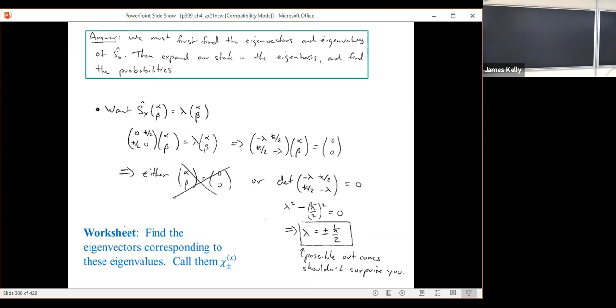So let's look at the worksheet. It has spinors at the top of it. We've done the front page, but we're now on the back page, problem 3. Find the eigenvectors of the Sx operator corresponding to the 2 eigenvalues plus h bar over 2 and minus h bar over 2. Are my eyes deceiving me? Well, okay, I just couldn't see the bar on there. I thought it said h over 2, but it's definitely h bar over 2.